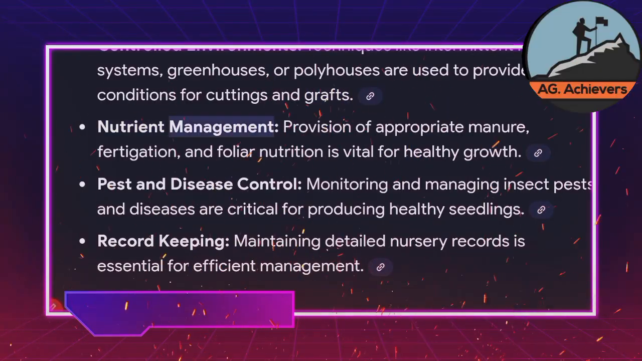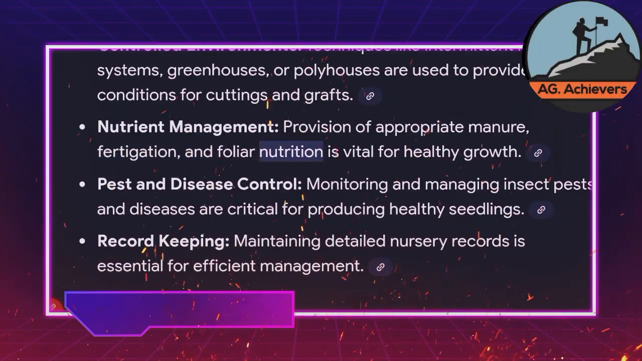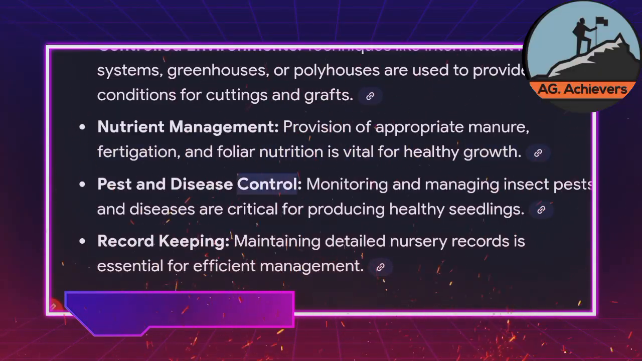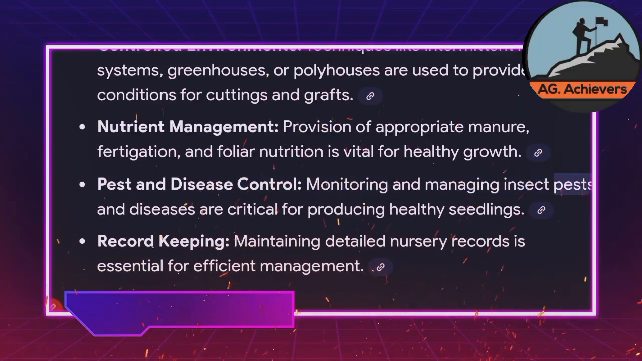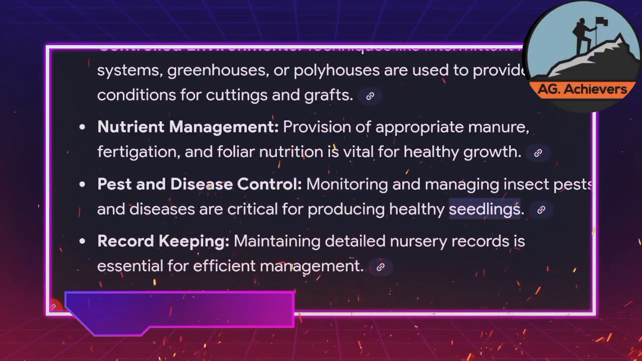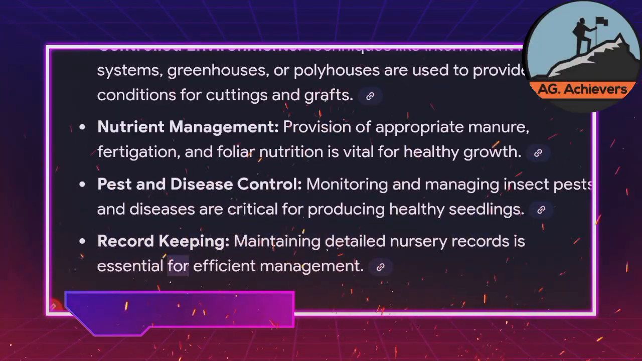Nutrient management. Provision of appropriate manure, fertigation, and foliar nutrition is vital for healthy growth. Pest and disease control. Monitoring and managing insect pests and diseases are critical for producing healthy seedlings. Record keeping. Maintaining detailed nursery records is essential for efficient management.